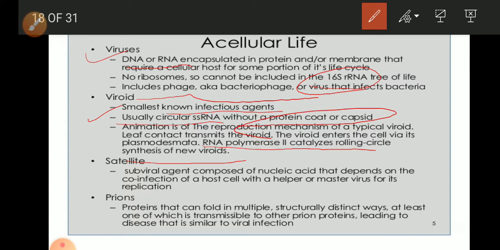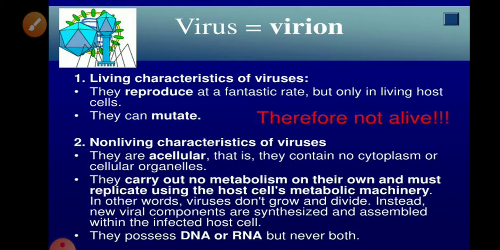They are without a protein coat. Satellites are subviral agents composed of just nucleic acid, which depend on co-infection of a host cell with the help of a master virus. So they need some other virus for their propagation. Prions are also proteins which can fold in multiple structurally distinct ways, at least one of which is transmissible to other prion proteins. So that is actually an infected protein present in our body. So they can be converted into prions.